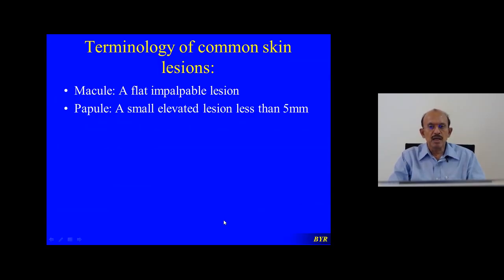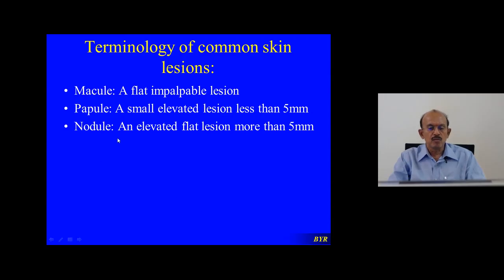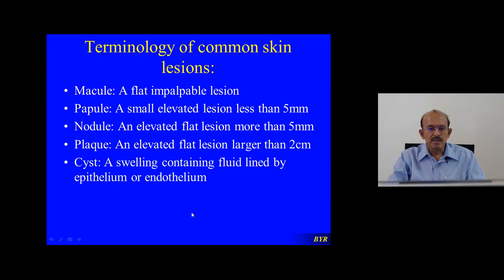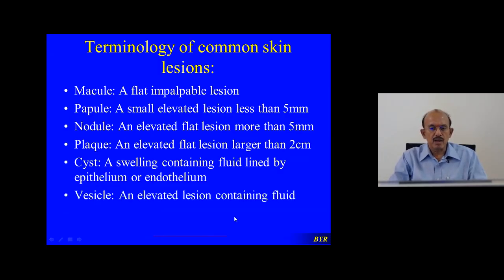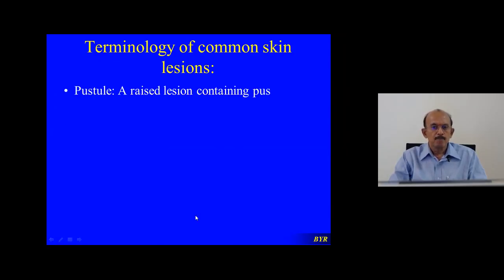Papule, a small elevated lesion less than 5 millimeters. Nodule, an elevated lesion more than 5 millimeters. Plaque, an elevated flat lesion larger than 2 centimeters. A cyst, a swelling containing fluid lined by epithelium or endothelium. Vesicle, an elevated skin lesion containing fluid. Pustule, a raised lesion containing pus.